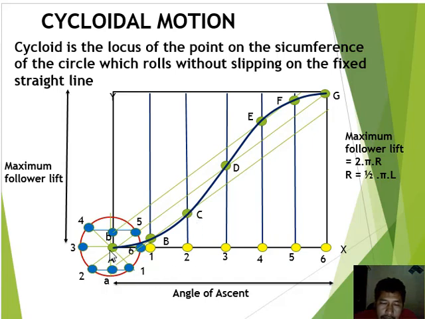Now you have 6 points: A, B, C, D, E, F, G. After that, you can draw the curve between these points like this. This is the cycloidal motion. This design makes a motion without slipping between the cam and the follower.